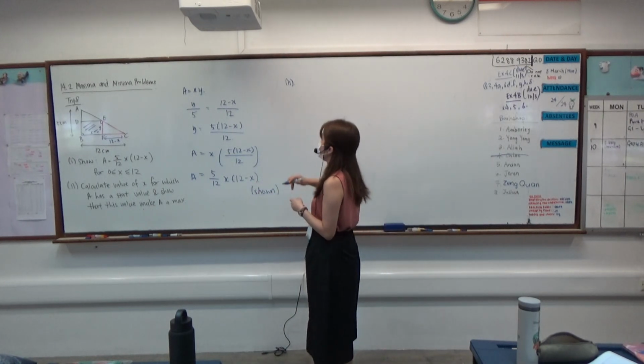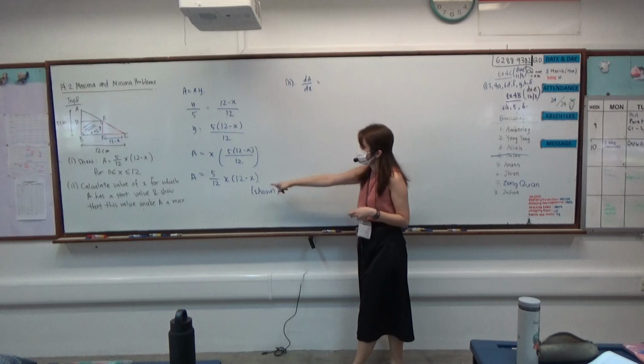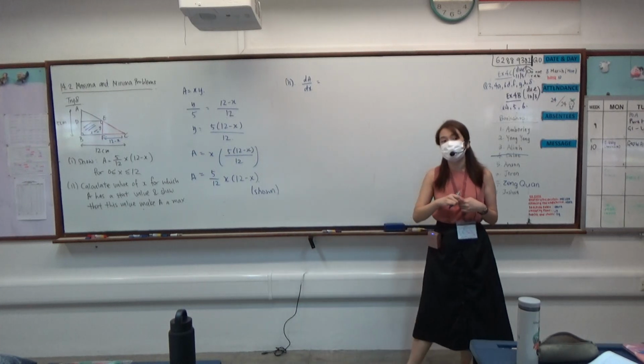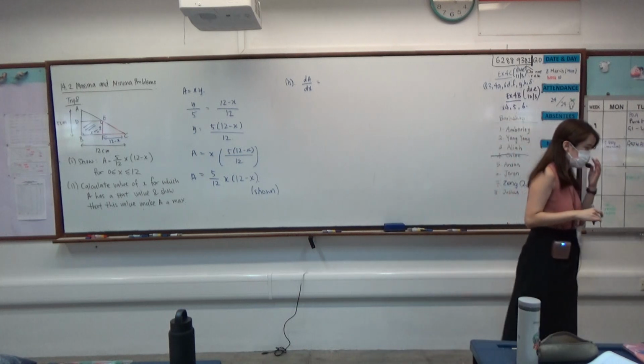So looking at our stationary value, we do our dA over dx. Since our A is 5 over 12 x times 12 minus x, what would you do, Li Hui?